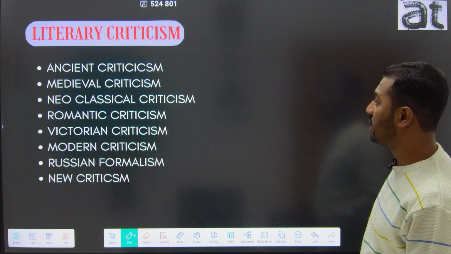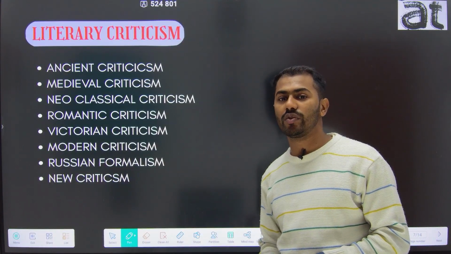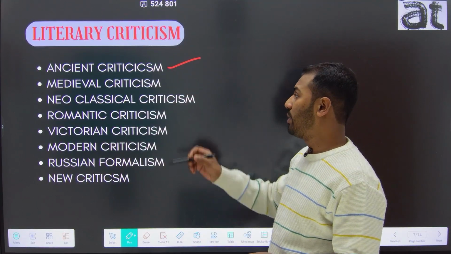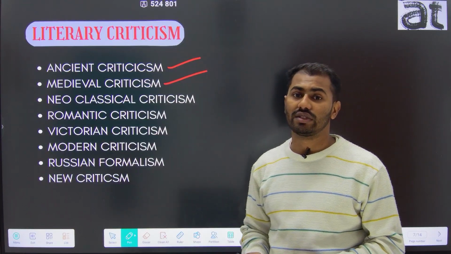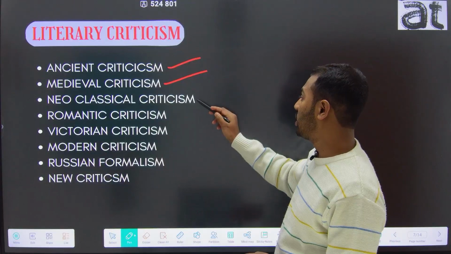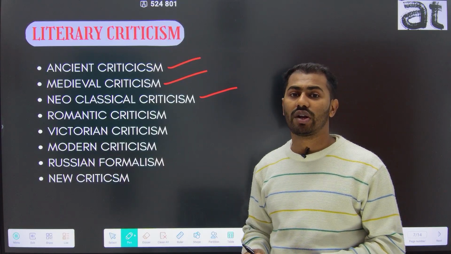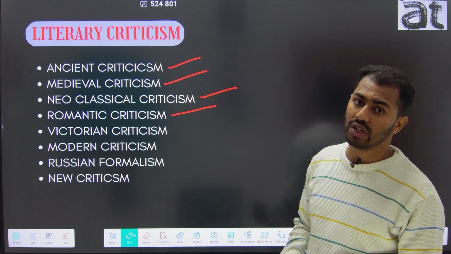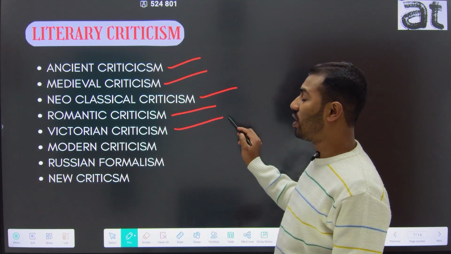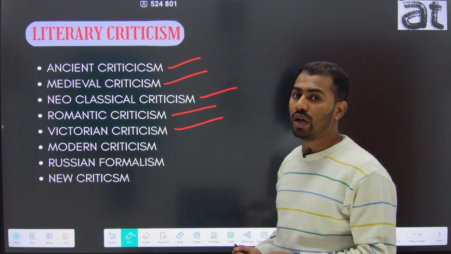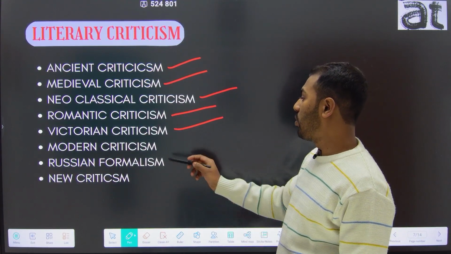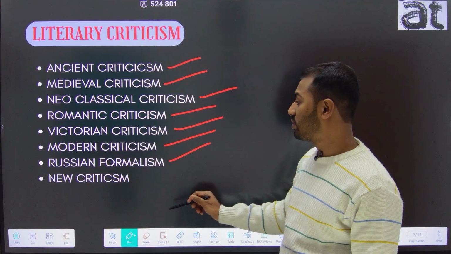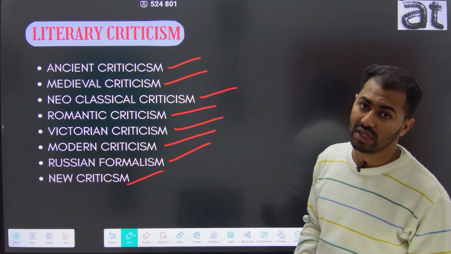After cultural studies comes literary criticism. In literary criticism, you have to read the ancient criticism of Plato, Aristotle, and Horace, the medieval criticism of St. Augustine and St. Thomas Aquinas, the neoclassical criticism of Alexander Pope, John Dryden, Samuel Johnson, the romantic criticism of William Wordsworth and Samuel Taylor Coleridge, the Victorian criticism of Matthew Arnold, John Ruskin, Walter Pater, Oscar Wilde, the modern criticism of T.S. Eliot, Russian formalism, and you also have to read new criticism of I.A. Richards and F.R. Leavis.